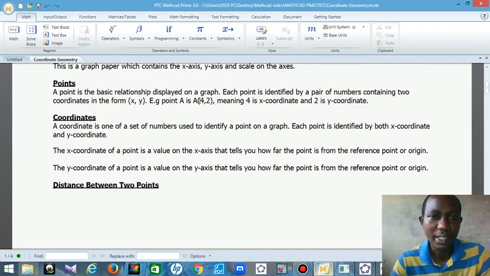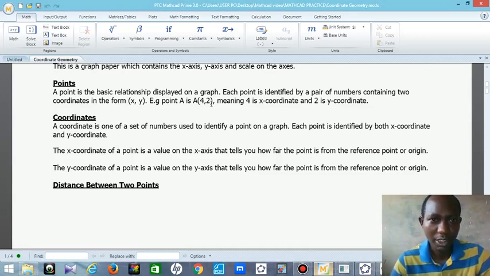So with these 2 coordinates, I can easily locate my point A on the Cartesian plane. I can see what this value means. 4 is the x coordinate. You can see the first number is always x. So this is the general form of representing points in coordinate form. So the first number, which is 4, is the x coordinate. Then the second number, which is 2, is the y coordinate.